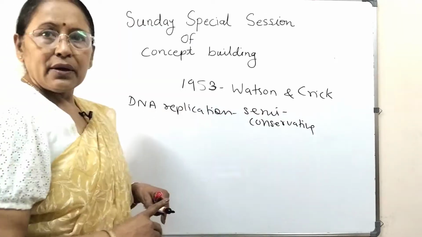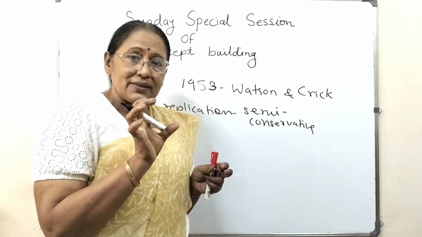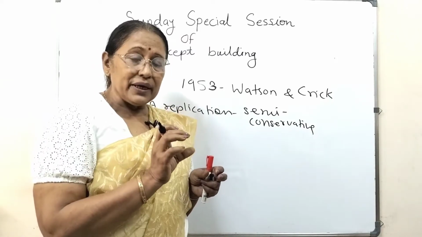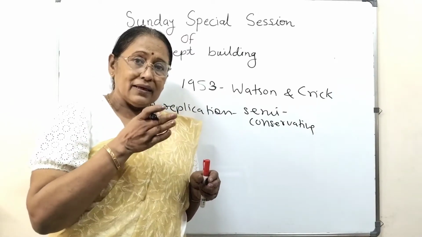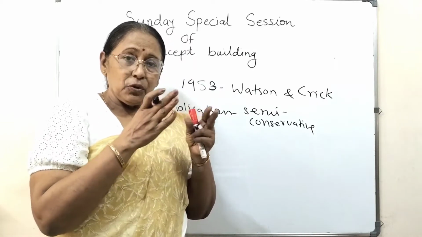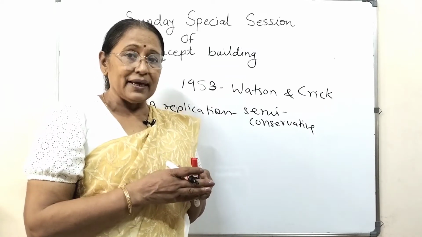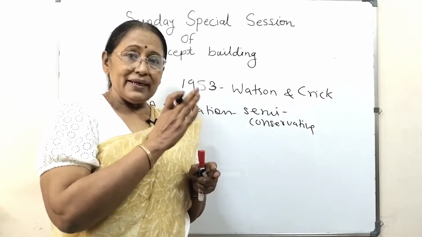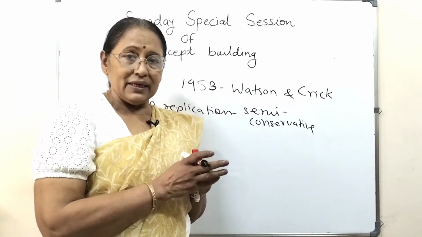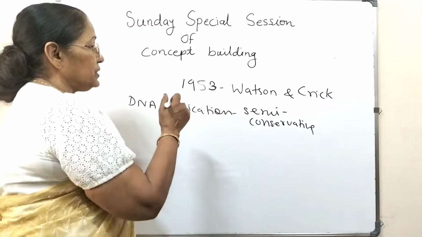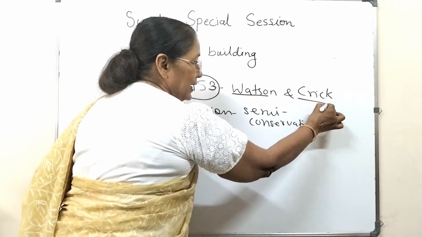Looking at the structure of DNA, they could see that the two strands are held together by many weak hydrogen bonds. So if we break the hydrogen bonds, the two parental strands will separate, and then easily by the complementarity rule, a new DNA strand will be formed on each parental strand. This is semi-conservative replication, and this was hypothesized in 1953 by Watson and Crick.